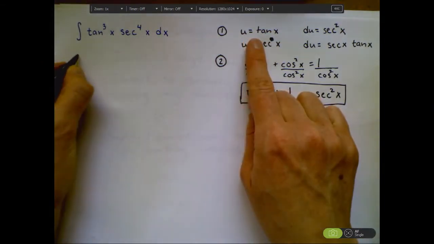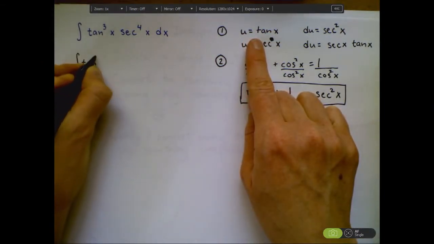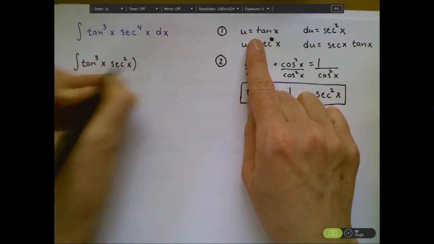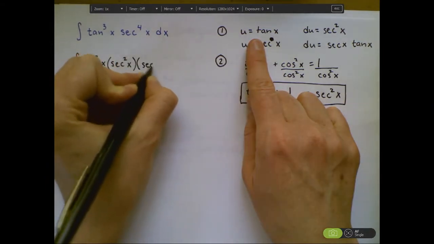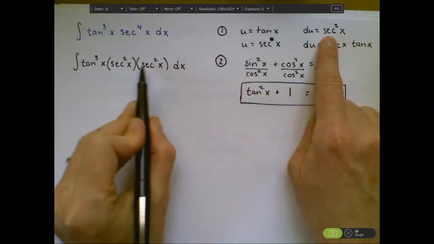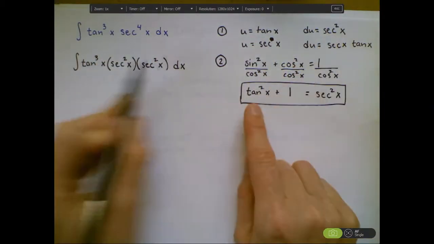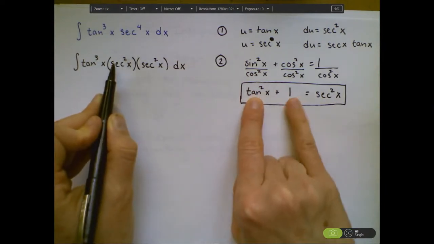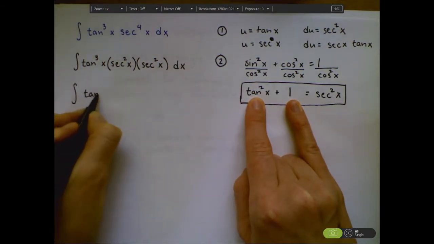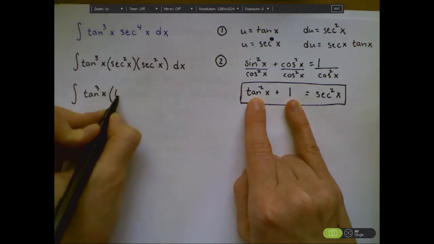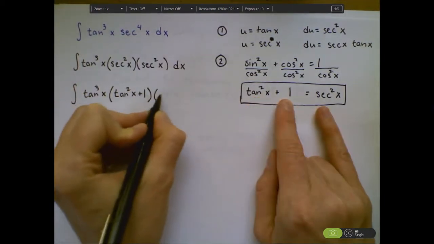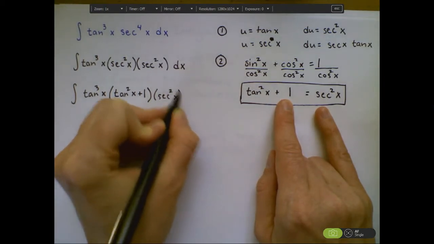So let's approach this problem by pulling out a secant squared factor. So that leaves us with a secant squared x. I'm breaking up my secant to the fourth into 2 secant squareds. And I'm thinking to myself that one of those I want to leave as my u. And this other one, I want to convert into tangents. And thankfully, I have this identity that can do exactly that. So this leaves me with tangent cubed x times tangent squared x plus 1 times secant squared x dx.